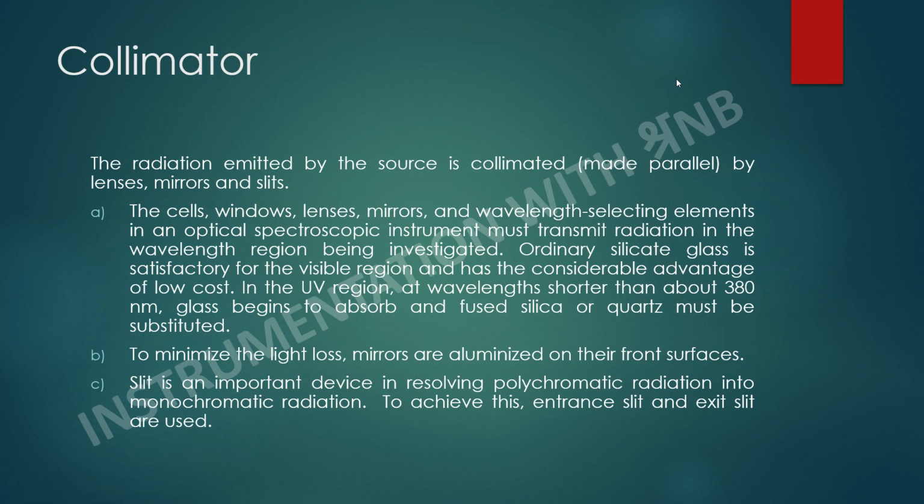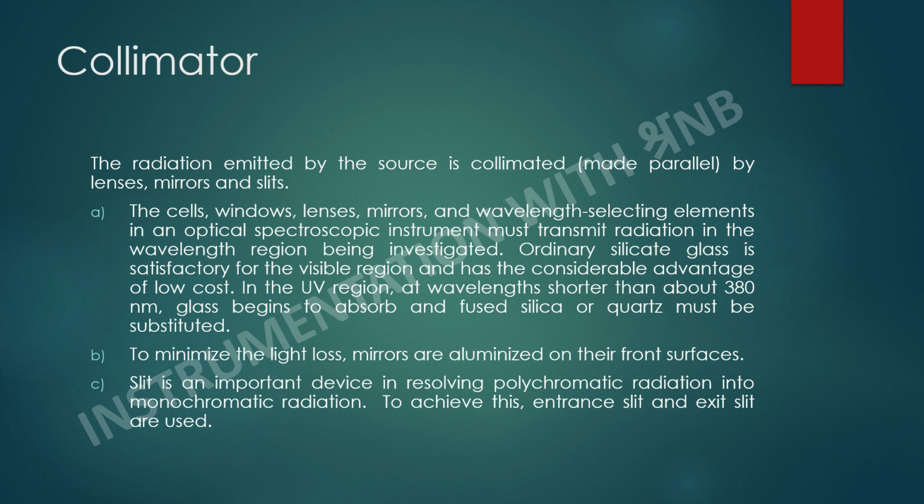Collimator. Collimator provides a uniform path to the electromagnetic radiation. That is, it makes the electromagnetic radiation parallel, by using lenses, mirrors, and slits. The optical materials, that is the cell, window, lens, or mirror, are made so that they may not absorb the radiation in the UV visible region.